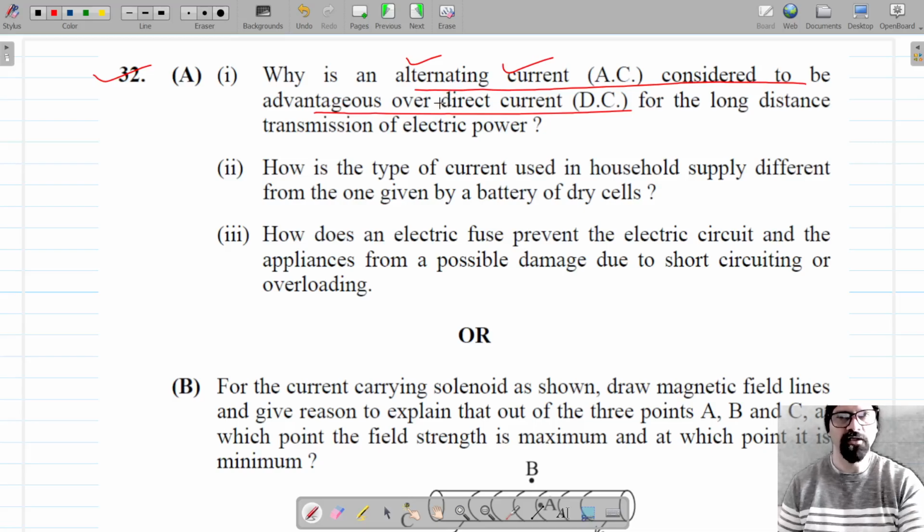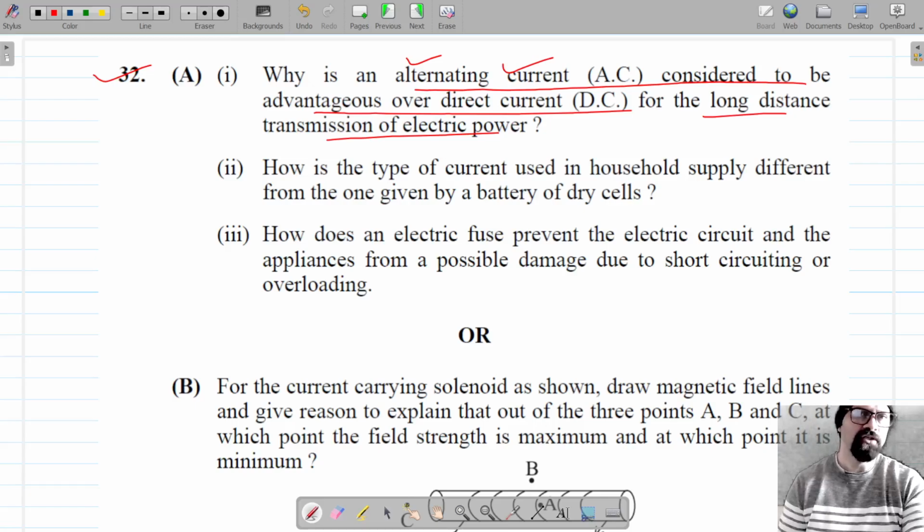It keeps on changing its direction with the passage of time, or we can say during fixed intervals. And direct current is the one which does not change its direction. The direction remains the same, it's a unidirectional current. So, alternating current is advantageous for the long distance transmission of electric power. Why? Because the current has to be changed into alternating current so that it can be transmitted over long distances.